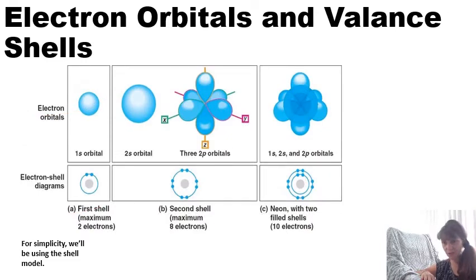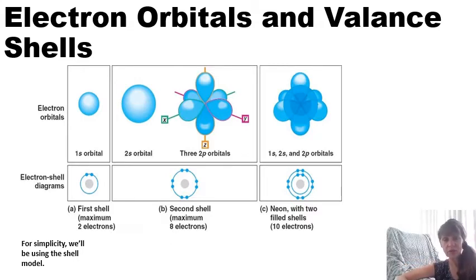Now we're going to delve further into the configuration of the atom. We know that the nucleus contains protons and neutrons. Orbiting the nucleus is where we find the electrons. The electrons orbit in what are known as energy shells or electron orbitals.